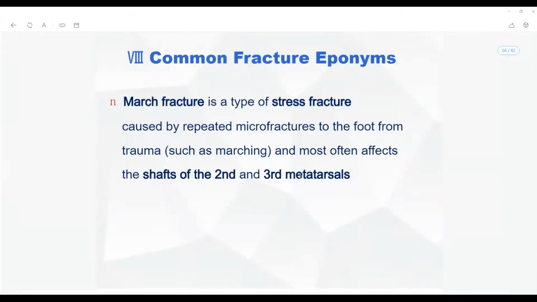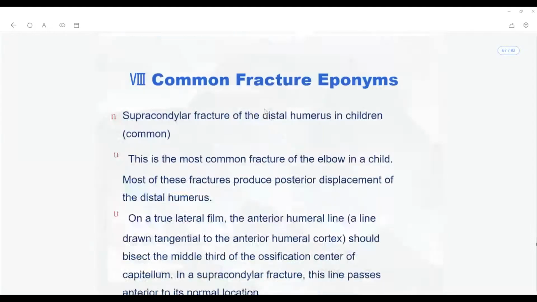Okay. Then we have the March fracture, which is also known as the stress fracture, where the shafts of the second and third metatarsals are the ones being affected. It is happening because of repeated microfractures of the foot from trauma, such as marching. Okay, heavy marching, heavy pounding of the foot on the ground actually causes stress microfractures along the second and third metatarsal, which is also called the March fracture, right?